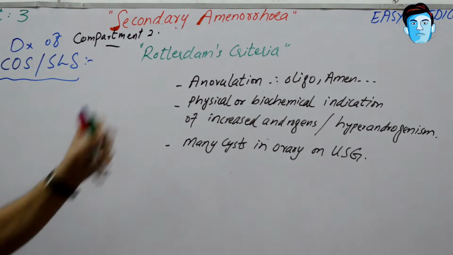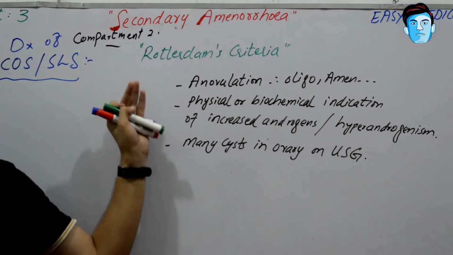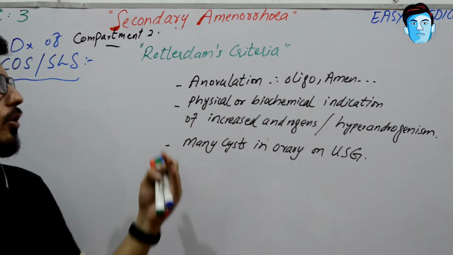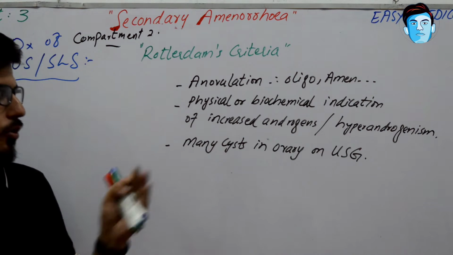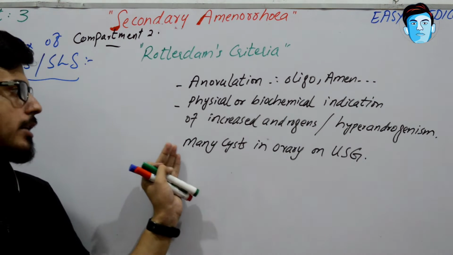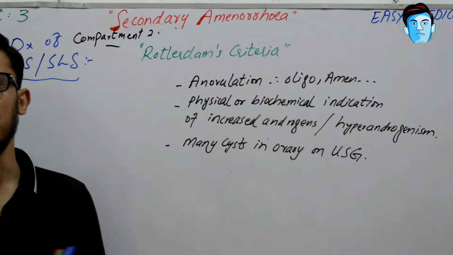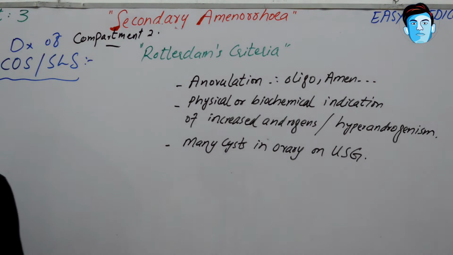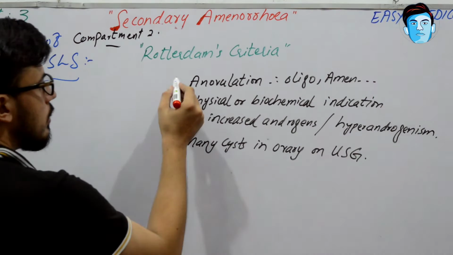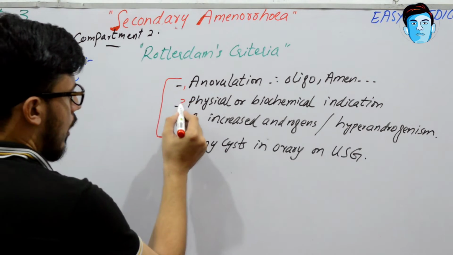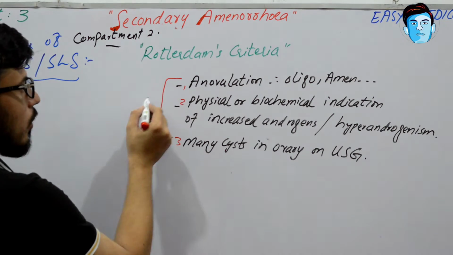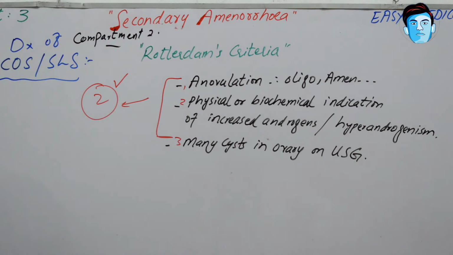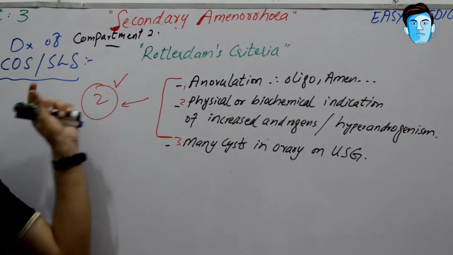So the 3 criteria are: the first one is anovulation, the second one is physical or biochemical indication of increased androgens, or hyperandrogenism, and the third is many cysts in the ovary on ultrasonographic picture. If you want to label the patient with PCOS, only 2 of these 3 criteria must be fulfilled by the patient. Now this is the diagnosis.